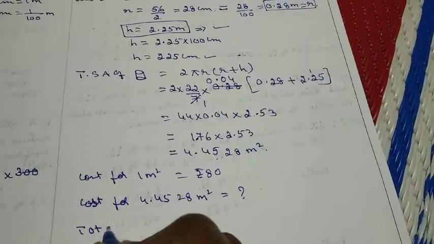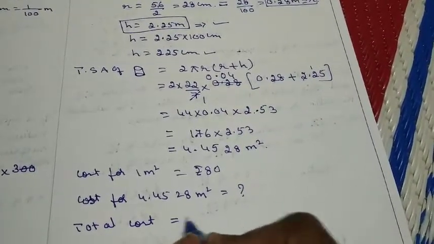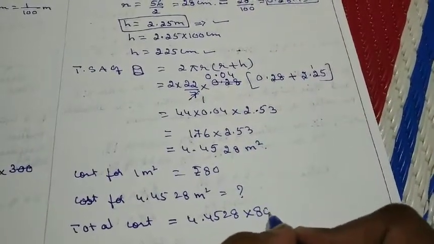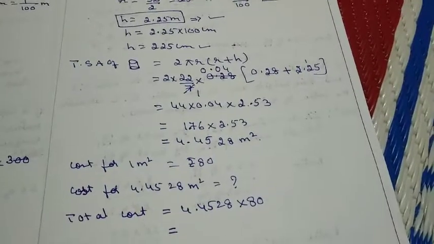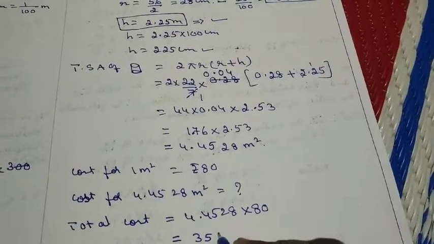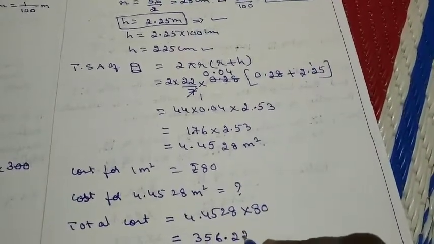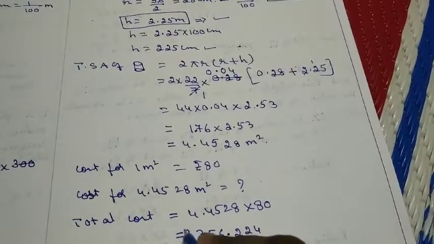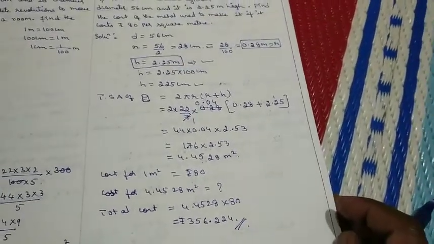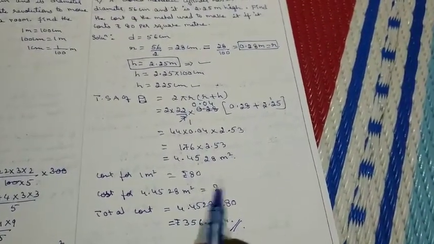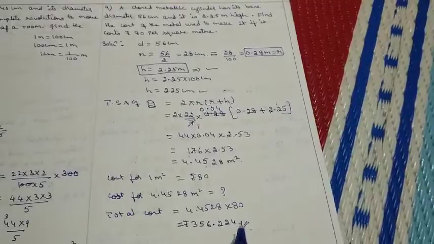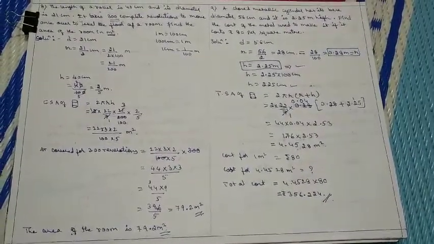Then total cost is equal to 4.4528 into 80 rupees. So we get 356.224 in rupees. That's all, children. So the total cost of metal required to make the closed cylinder, which is the TSA of a cylinder, is 356.224 rupees. So this is how we need to solve, children.